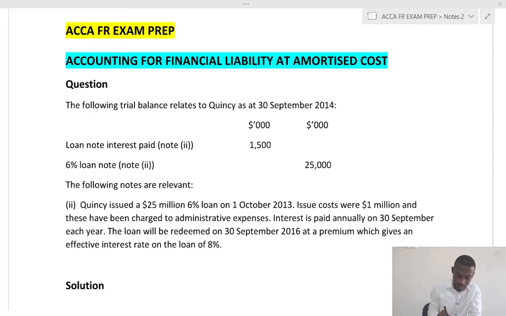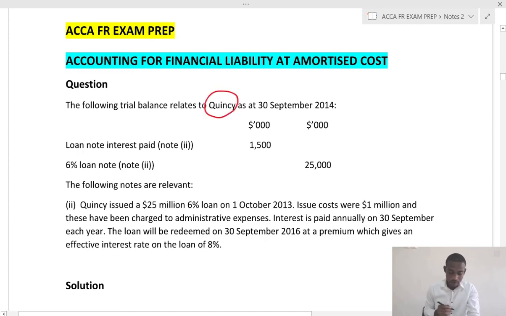So P&L information and financial position information, all of these are in the trial balance. The trial balance relates to Quincy, year end 30th September 2014. And in this trial balance, we have loan note interest paid. This is 1.5 million. Then we have 6% loan note, 25 million.